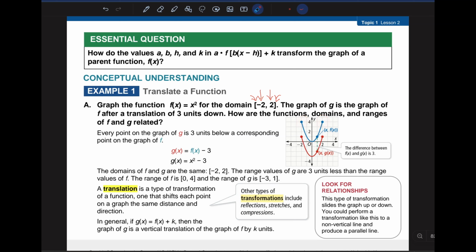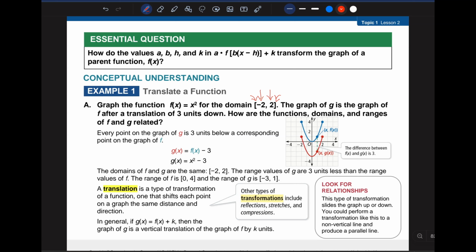So the graph of g is the graph of f after we have translated it 3 units down. And then how are the functions, domains, and ranges of f and g related? So when we move something down, that is a vertical motion. And when we think about a point on a plane, the x value moves your point left and right, and the y value is where you go up and down. So if I'm moving down, then I'm adjusting my y.